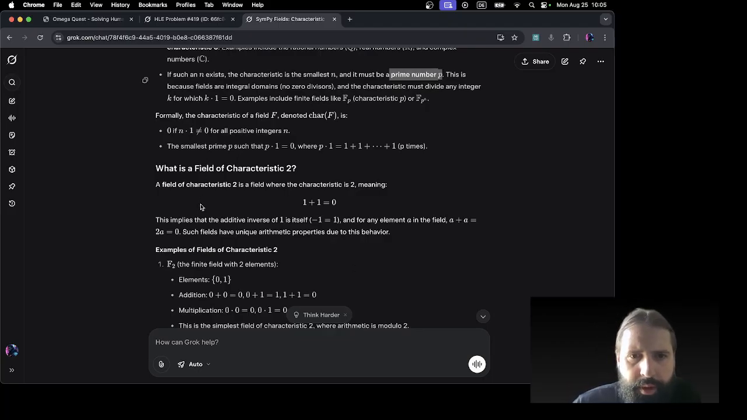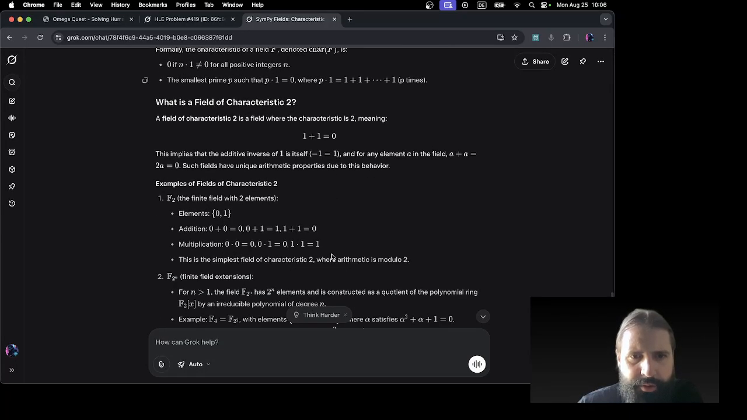So a field of characteristic 2 is a field where the characteristic is 2, meaning 1 plus 1 equals 0. The additive inverse of 1 is itself: 1 equals minus 1. Examples: F2, the finite field with elements 0 and 1. Addition, 0 plus 0 equals 0, and so on. So the binary numbers, right? It's arithmetic modulo 2, yeah, exactly.